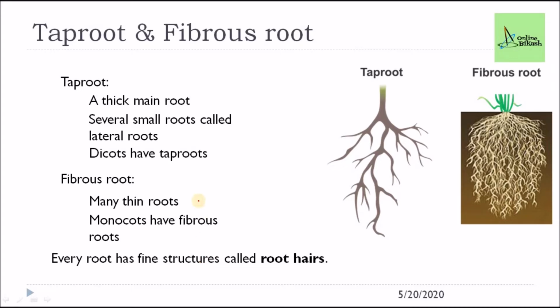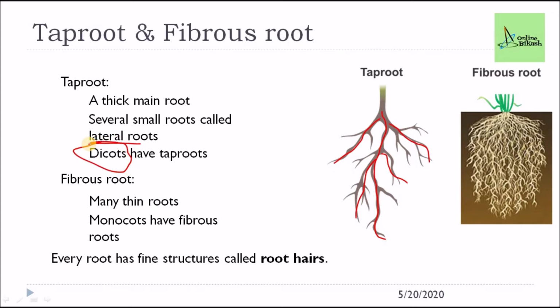In the taproot system, you have seen there is a main root. This is the main root. Yes or no? And it has several small roots. These are just like branches of roots. So these small roots are called lateral roots. Here you see they are known as lateral roots. And taproots are basically seen in dicotyledonous plants.